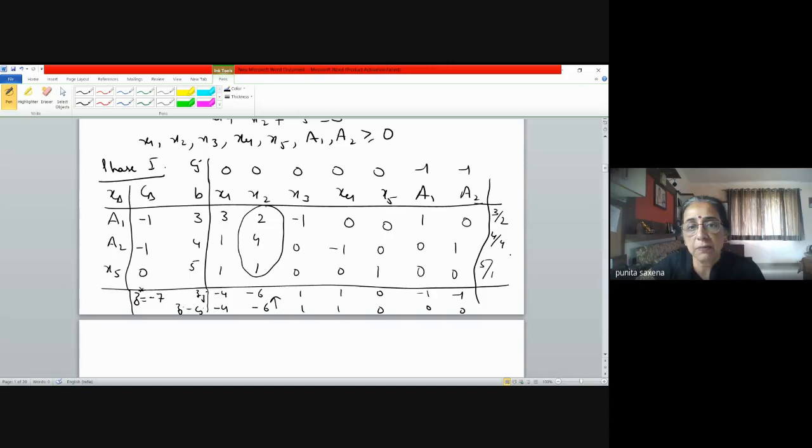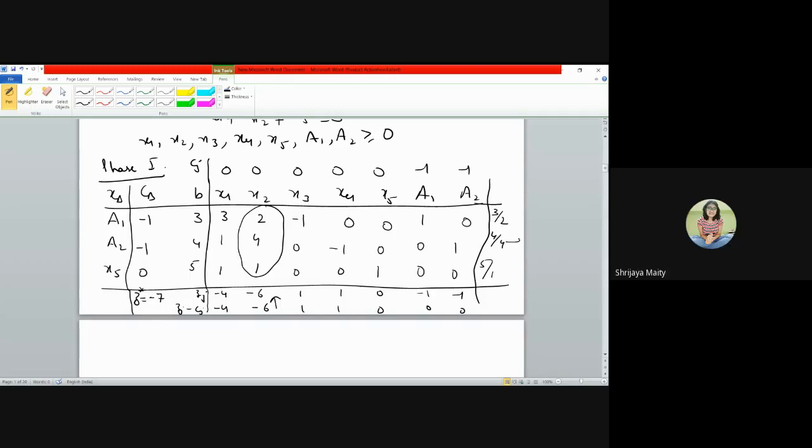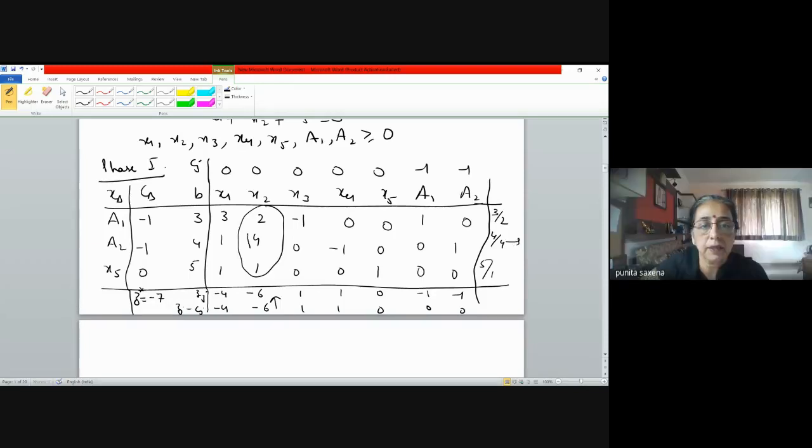So which is the minimum? 4 by 4, which is 1, right? So A2 leaves the basis, right? So now you can move on to the next table.